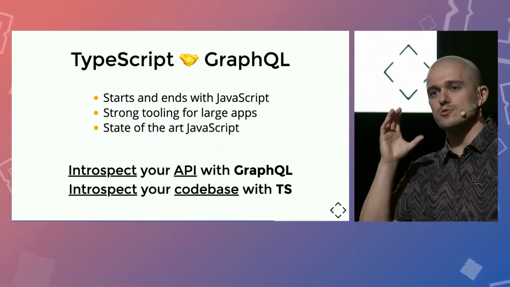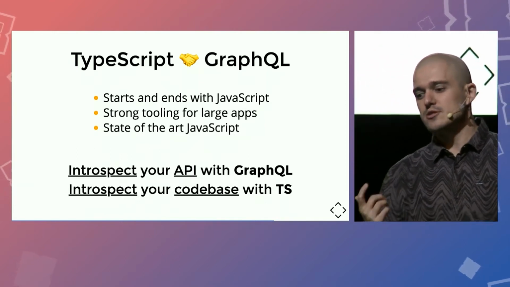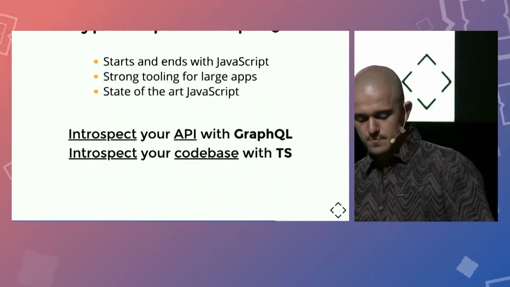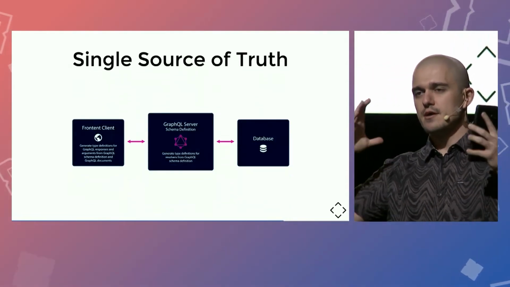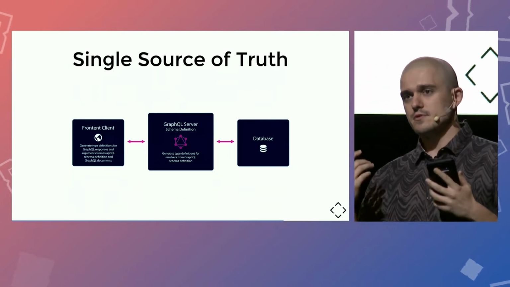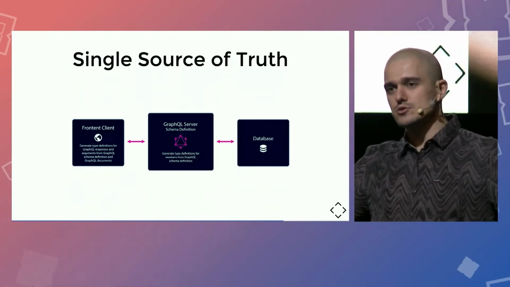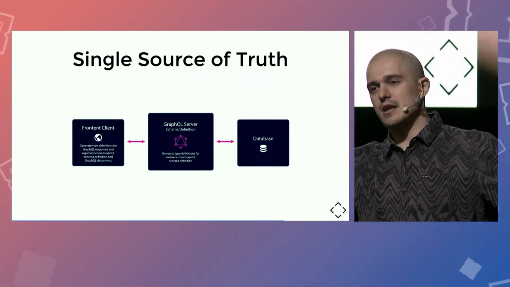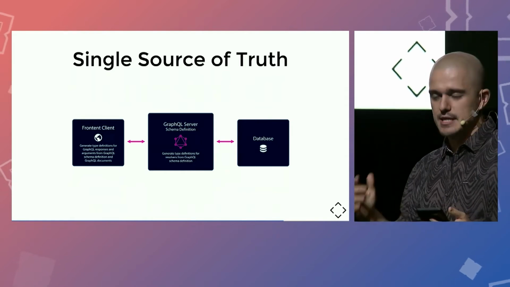So we would like to introspect our API with GraphQL, but also introspect our codebase with TypeScript. So we are going to have a single source of truth with our GraphQL schema that is going to contain all the types and all the fields that we are going to expose in our API, and then we are going to extend those types to the different layers of our application, which are backend and frontend side. And that's what we are going to do in the live coding.